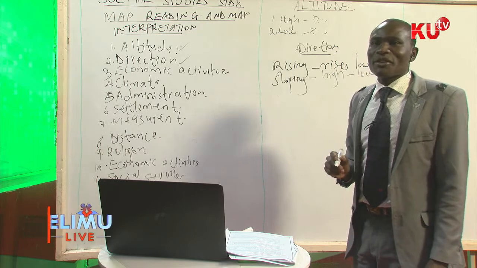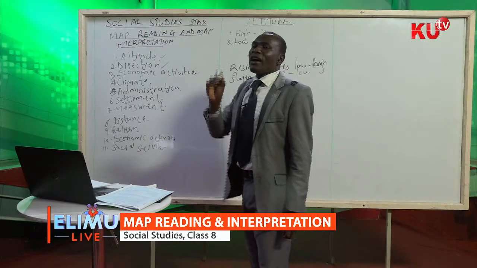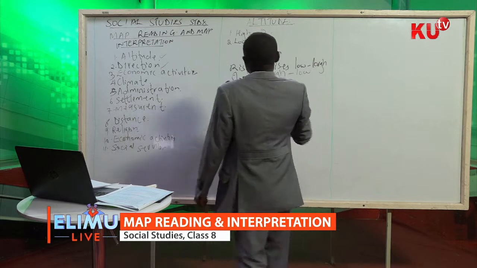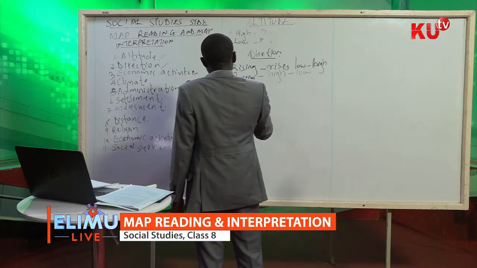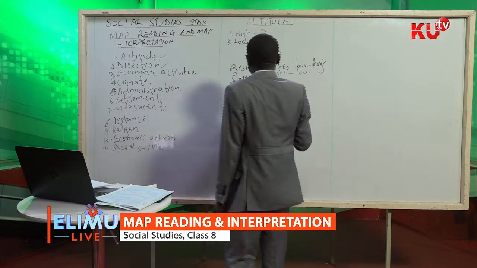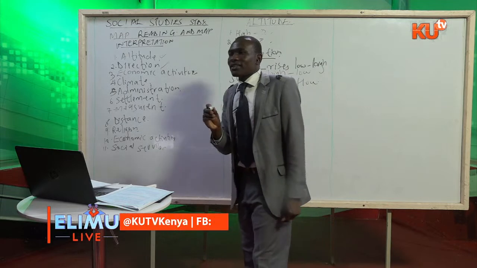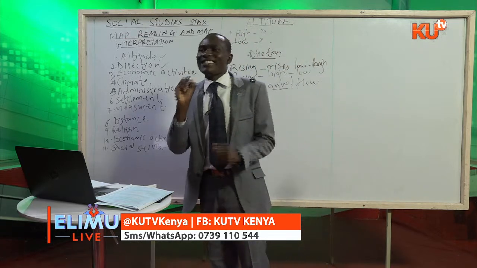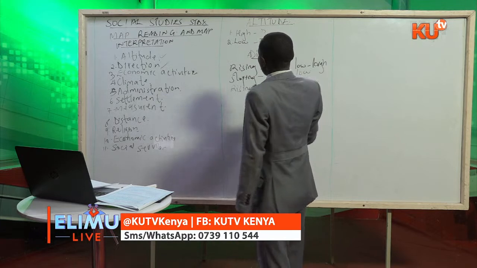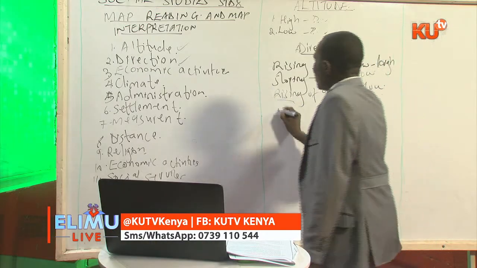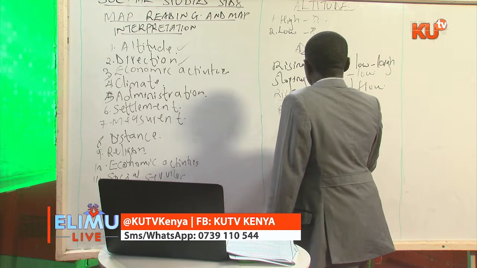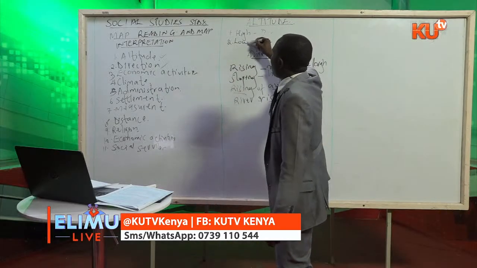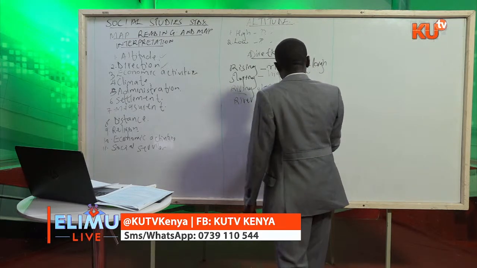That's about direction. Also, under direction, the examiners have been asking about the rising or the flow of a river. I want you to note that a river does not slope, it rises. A river does not slope, it rises. So examiners will ask you the rising of the river. Rivers always rise from a high land. Remember, we have already covered how you can know high and low land. So a river always rises from a high land.